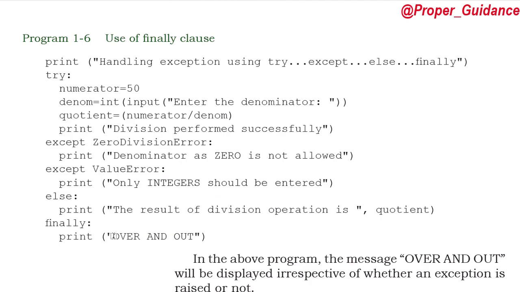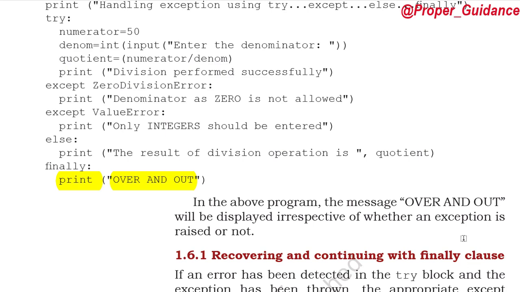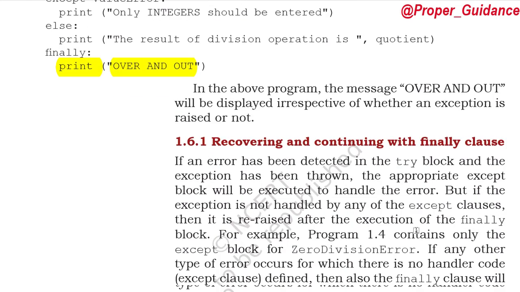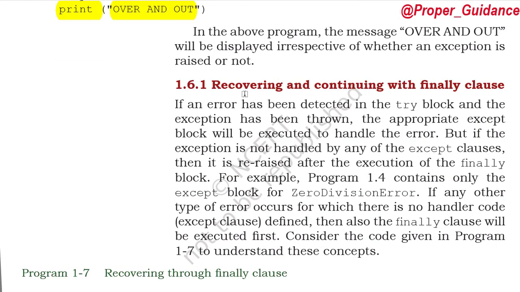Look, finally print over and out. Previously the same code is here, and after that, finally over and out. In the above program, the message over and out will be displayed irrespective of whether an exception is raised or not. Now, recovering and continuing with the finally clause.